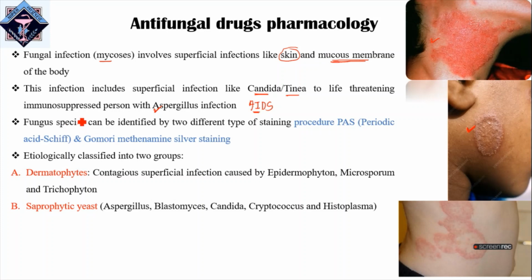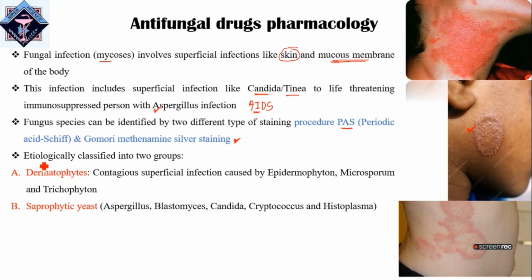To detect the fungal species, we have two types of staining. One is PAS staining, that is periodic acid Schiff staining. Another one is Gomori methenamine silver staining. These two stains are used basically for the detection of the different types of fungal infection.